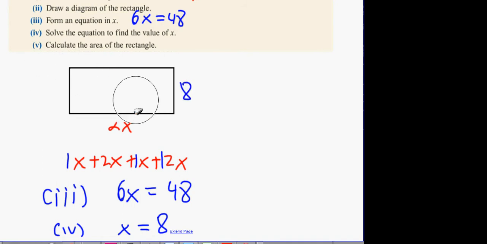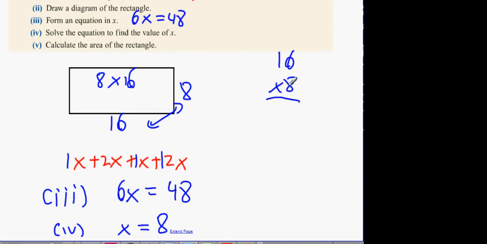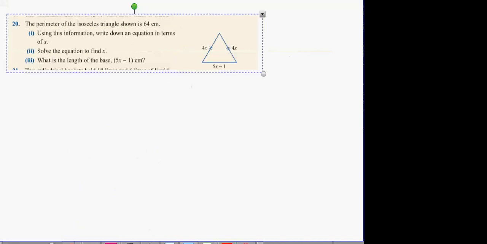This makes it 8 by 16. And how do you get the area of a rectangle? Multiply 8 by 16. 8 times 6 is 48, carry the 4. 8 multiplied by 1 is 8, plus 4 is 12. So 128. So there you go, 128.